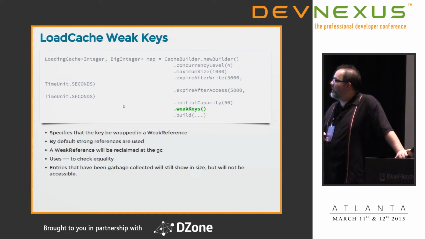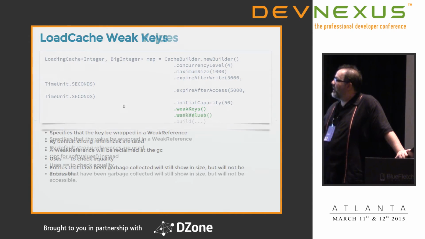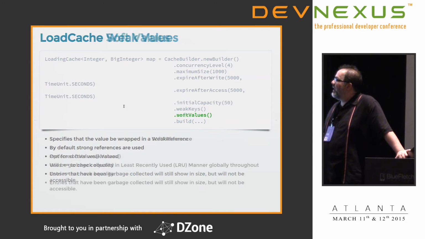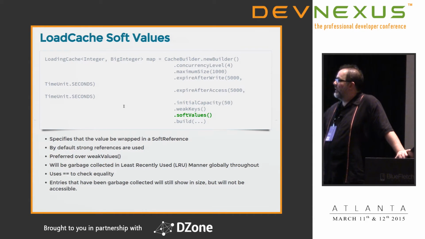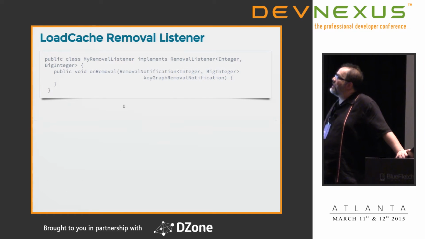The keys are weak, so next time the garbage collection comes around, if it's specified as a weak key, that entry will be garbage collected. I can specify weak values. I can specify soft values. They prefer you use weak values instead, but the choice is yours. Again, you'll have to think about which ones you want to use.